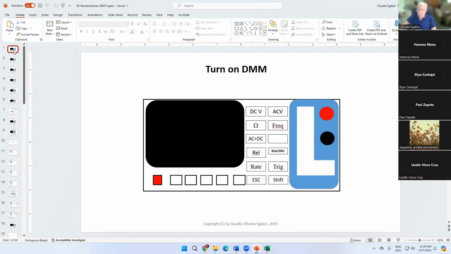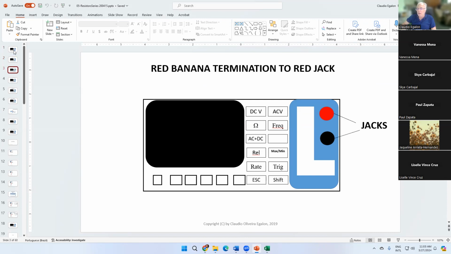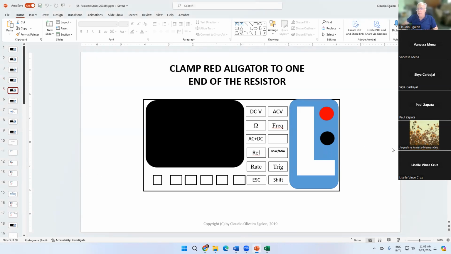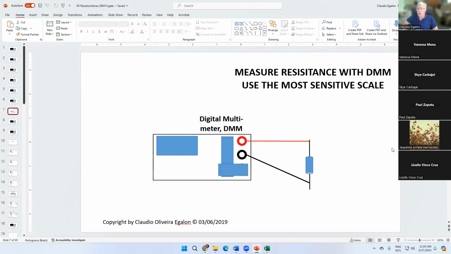It's a different type of multimeter. Resistance measurement: adjust the multimeter to measure resistance. We have the jacks here. Black banana termination to black jack. Clamp red alligator to one end of the resistor. Clamp black alligator to the other end of the resistor, right? Something like that. That's how you measure the resistance of the resistor.